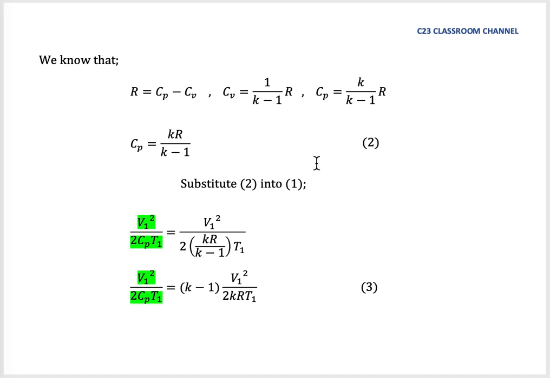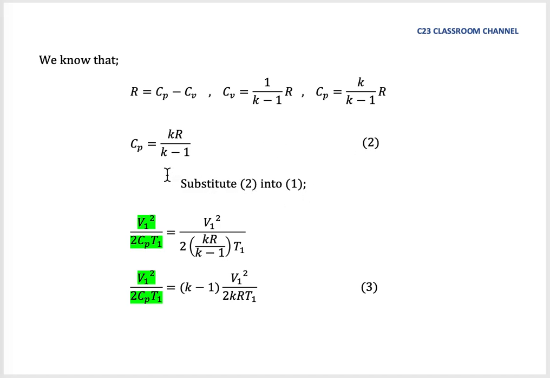From the previous lesson, we know that R equals Cp minus Cv. Cv is 1 over K minus 1 times R, and Cp is equal to K over K minus 1 times R. From this, we can simplify Cp as KR over K minus 1. Then we state this one as equation number 2.